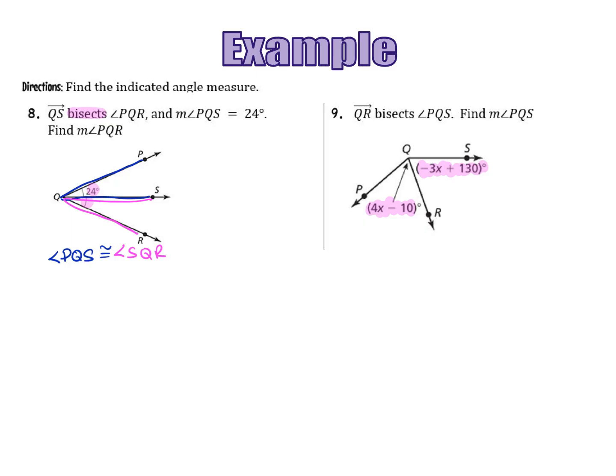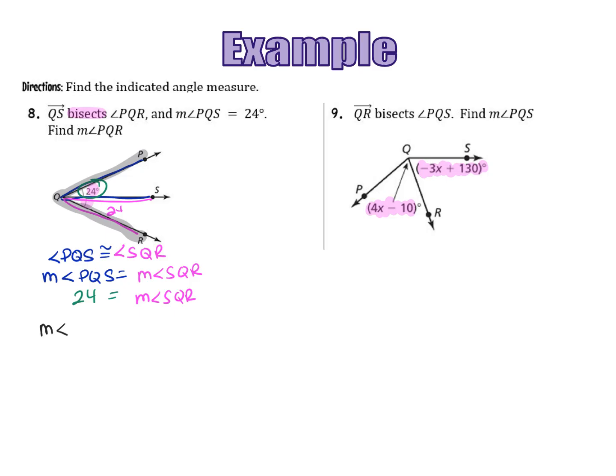Then to get rid of the congruency symbols, we can say the measure of angle PQS is equal to the measure of angle SQR. And that is true because that's the definition of congruent angles, that they have the same measure. And then we can substitute in what we know. We know that the measure of angle PQS is 24 degrees, so that means that the measure of angle SQR must be 24 degrees. Now this question is actually asking us for the measure of angle PQR, which means we need to put those two together to find the big angle.